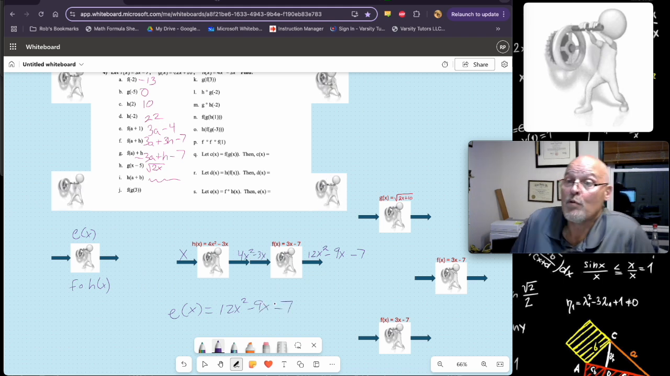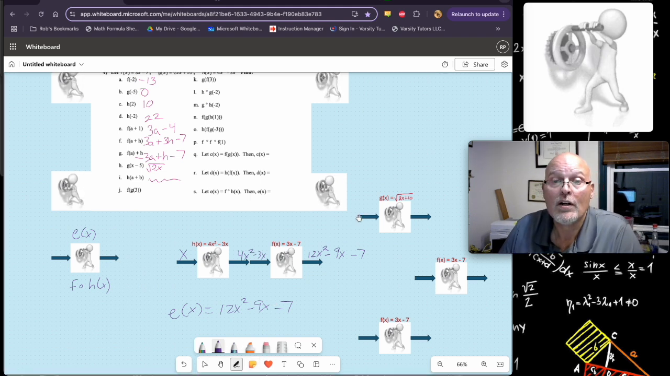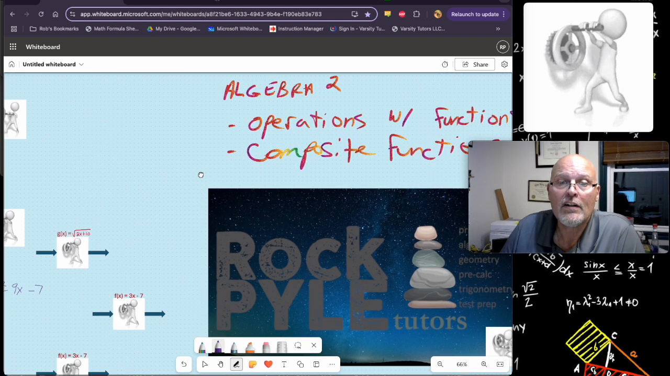And that is all these problems, and hopefully you have a good idea about how composite functions work. This one's been a lot of fun.